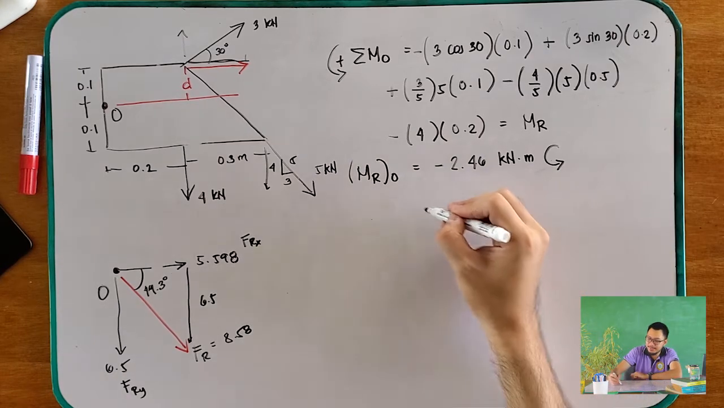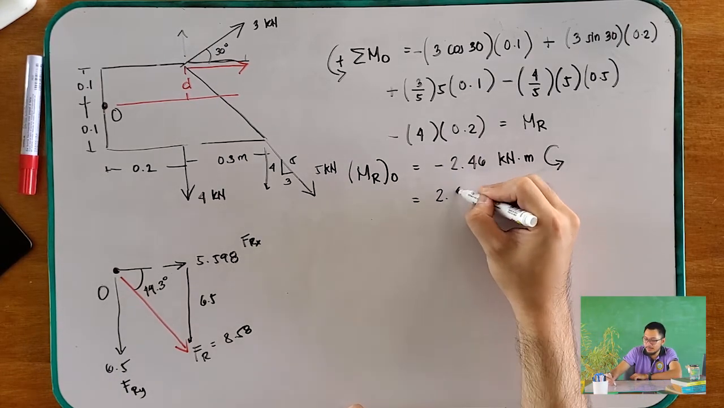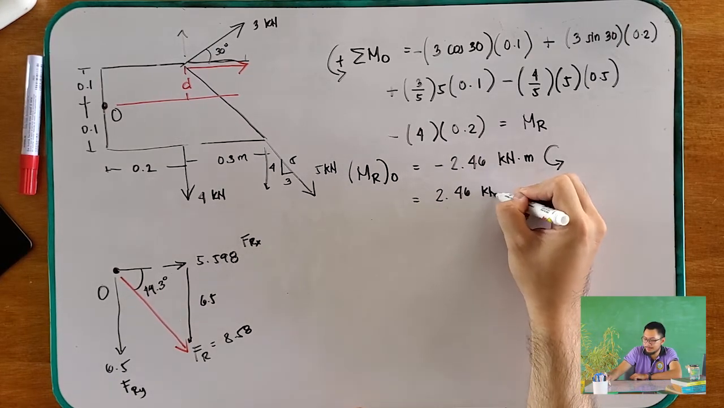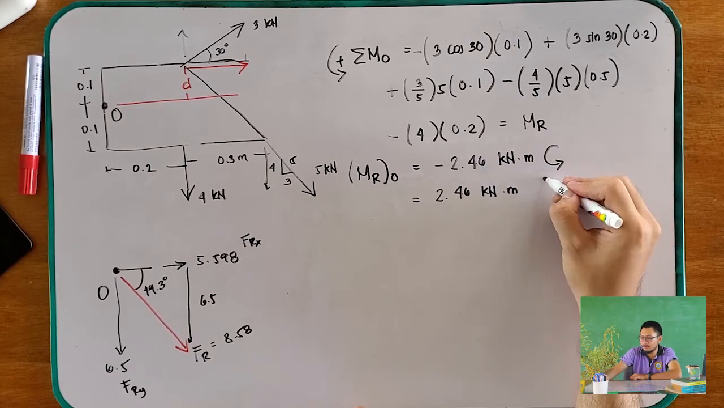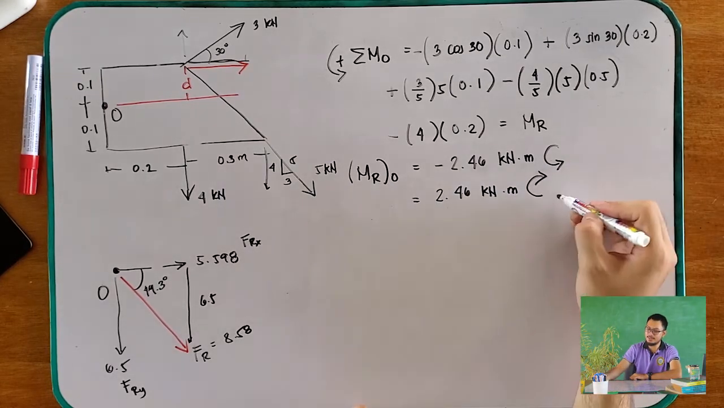So, to make it positive, 2.46 kilonewton meter rotating clockwise. So, this is your moment, the resultant moment of the three forces.